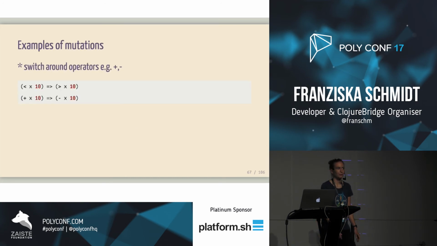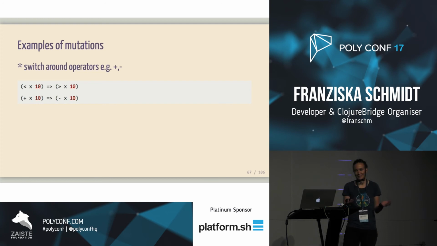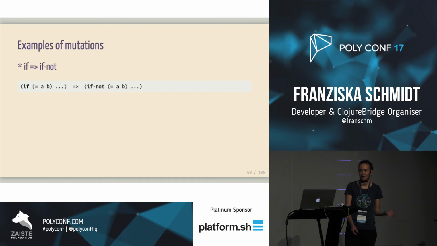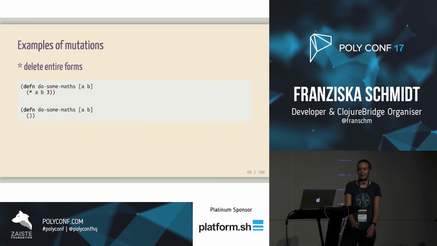What kinds of mutations, as we call them, can you do? There are some simple ones, like you can switch around operators. For example, exchange plus and minus, or greater than and greater than or equals, and it can have quite a devastating impact already. You could change if to if-not, and suddenly it changes the entire meaning of what you're trying to do.